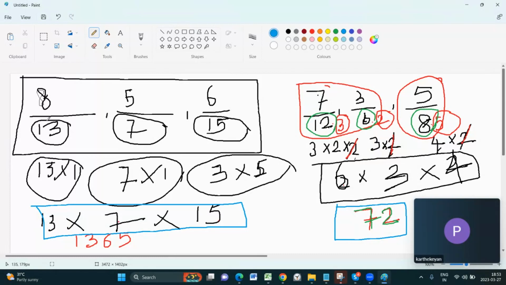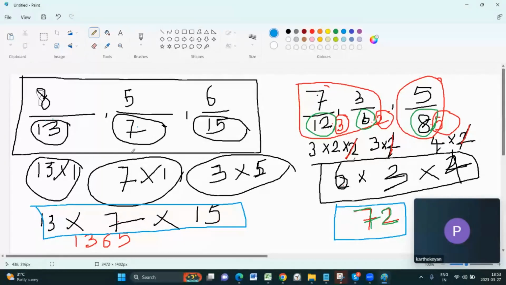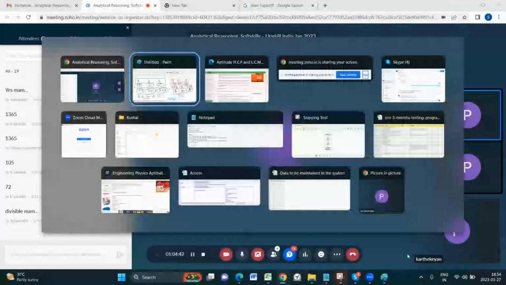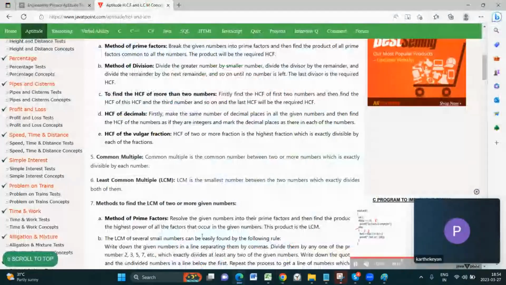So we have taken the numbers as they are: 13, 7, 15. This is the common multiple. Here there were common numbers, so we cut them, and the numbers still divide it. This is the least common multiple. For the common multiple, you take 12 into 6 into 8. Since we took out 2 common to all of them, that is called the least common multiple. Do you understand the concept? Yes.